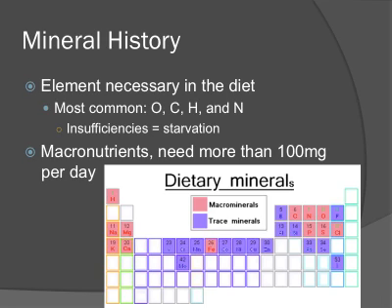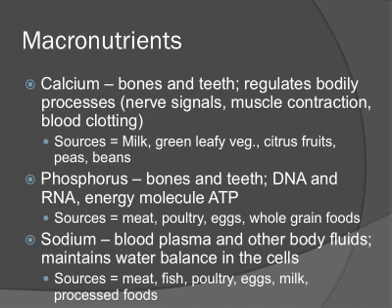But then we have two subclasses. The first one is macronutrients, and these we need more than 100 milligrams per day. And so there are several of those, so we're going to go through each one of those a little bit like we did with vitamins. So the first macronutrient we need is calcium. This helps in your bones and your teeth.